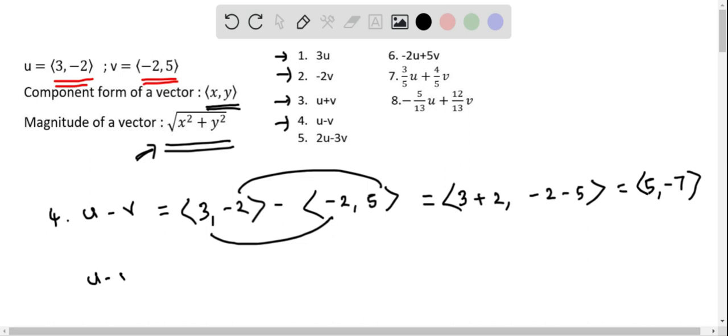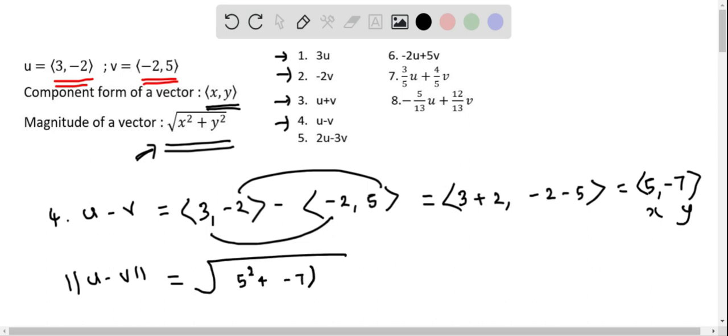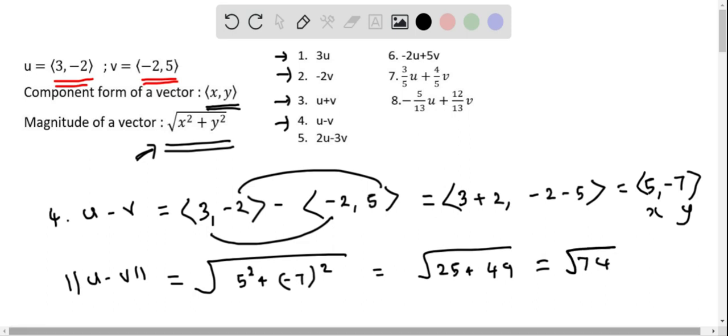Now let's find the magnitude. So we consider this 5 as x and negative 7 as y. So using the formula, we will get square root of 5 squared plus minus 7 quantity squared. This is equal to square root of 5 squared is 25 and minus 7 quantity squared is 49. So when we add these two together, we'll be getting 74. So this is the magnitude of u minus v vector.